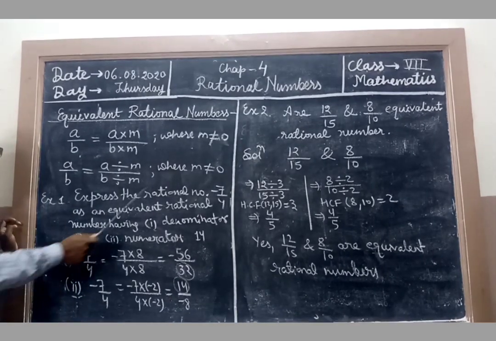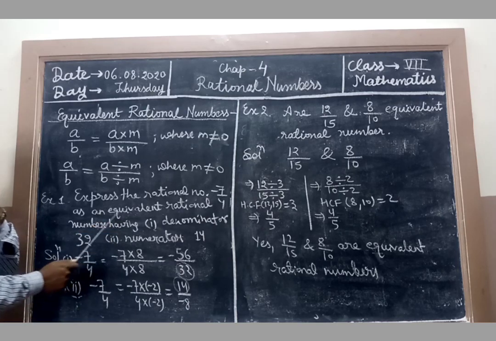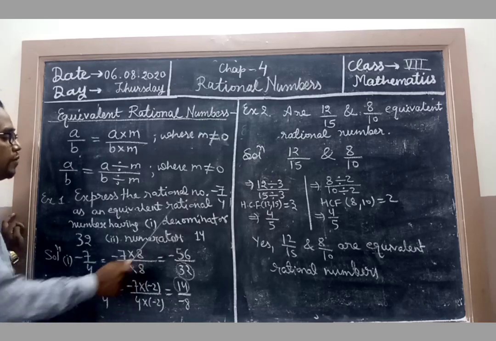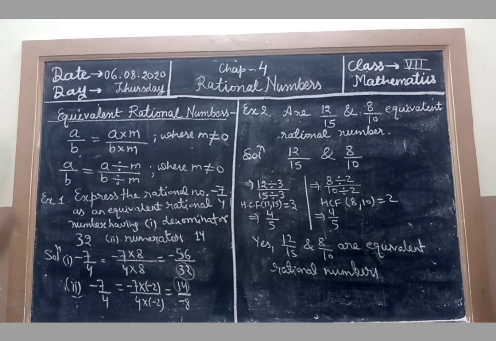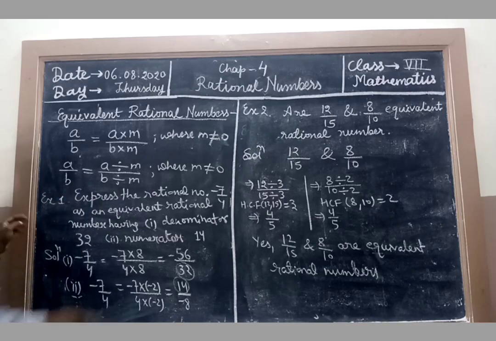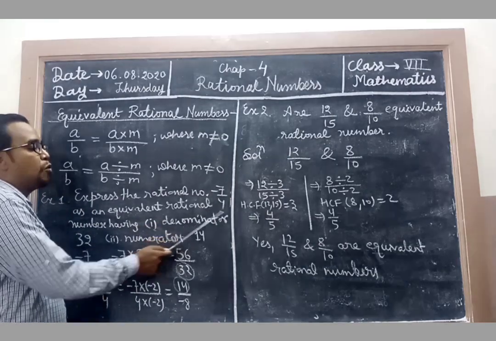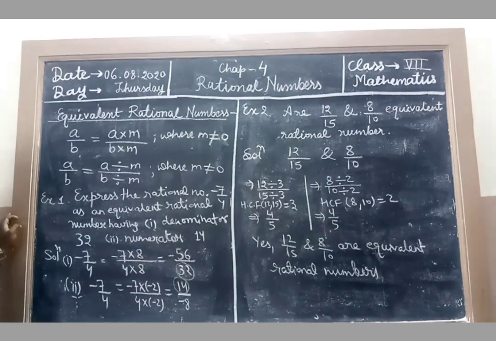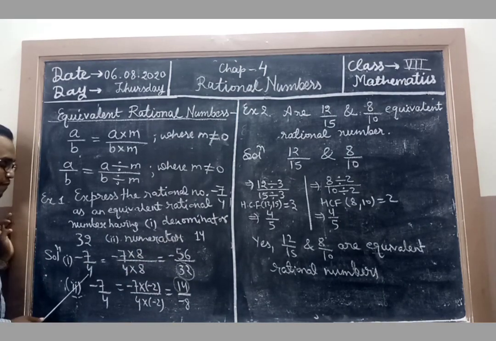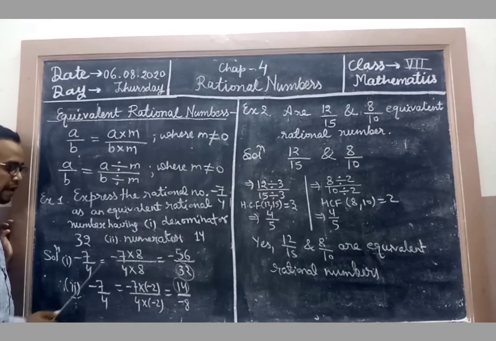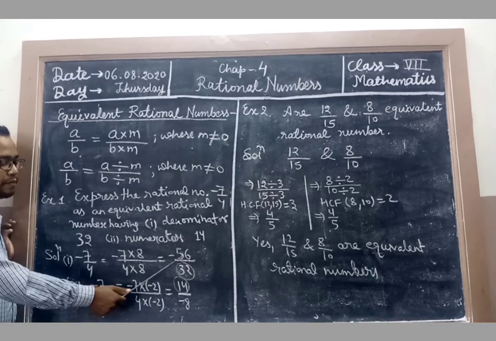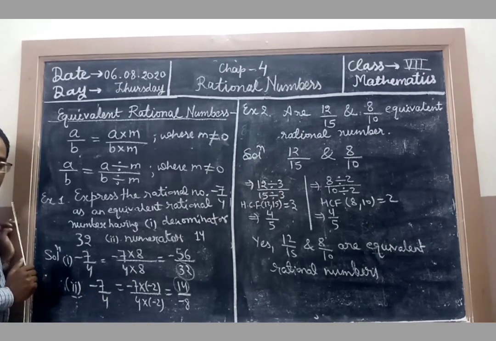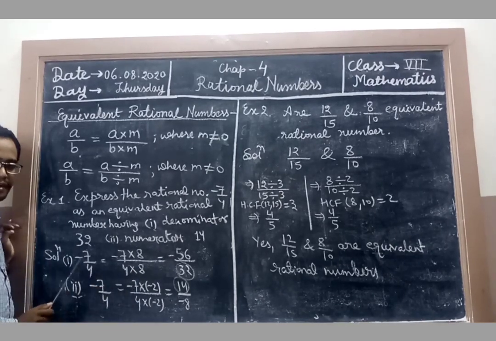Example 1. Express the rational number minus 7 by 4 as an equivalent rational number having first, denominator 32, second, numerator 14. Now our requirement is denominator 32. So in minus 7 by 4, the denominator is 4. For getting 32, we multiply 4 by 8. So both numerator and denominator are multiplied by 8. Minus 7 into 8 is minus 56, 4 into 8 is 32. So this is our requirement, denominator 32. So minus 56 by 32 is the required answer.